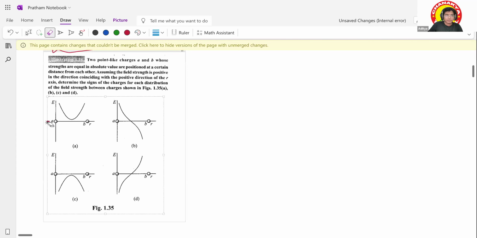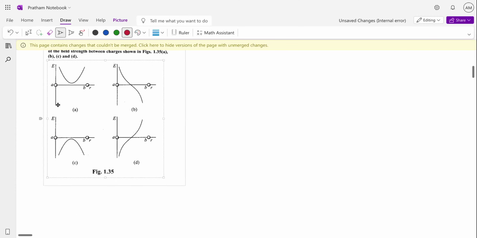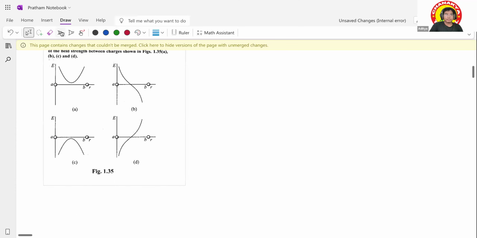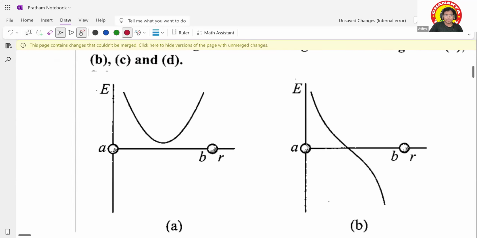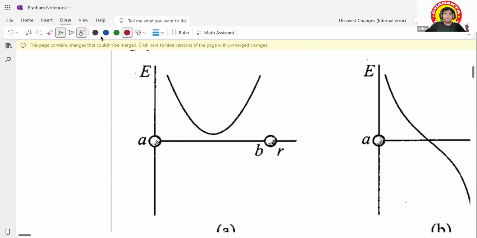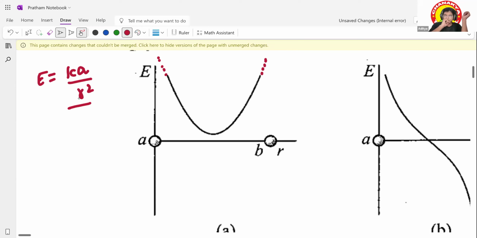How did you try this problem? I thought to use the formula, that the electric field is inversely proportional to the distance. Let's go one by one. If you see this graph, this is the charge, and near this charge the field is very high. The electric field is nothing but k times the charge divided by r square, the distance, right?